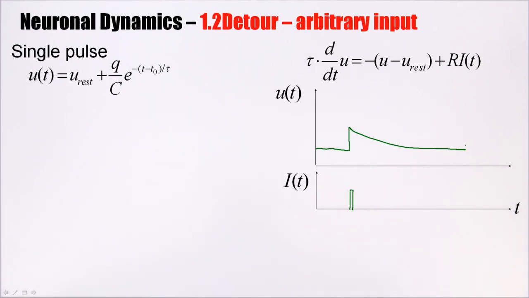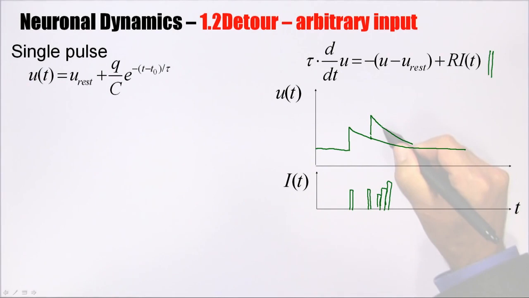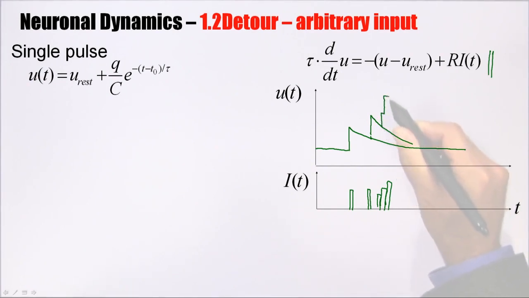Now suppose that I have more pulses. Suppose I have another pulse here. So this pulse will also cause a change, a jump in the membrane potential, and the jump will be by the same amount. This is a linear differential equation. The solutions, the elementary solutions, add up linearly. Now suppose that I have many more current pulses of different amplitudes. Each one will make its little contribution.